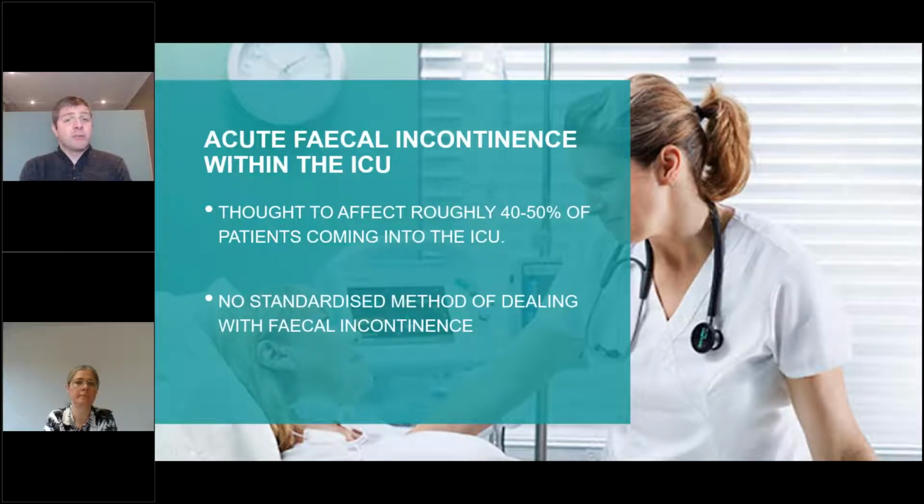Acute fecal incontinence with diarrhea is an unfortunate circumstance in the intensive care unit. It's thought to affect roughly 40 to 50% of patients coming into the ICU and presents a difficult problem for the ICU nursing team to manage on top of the potential complications that can arise from it. There is currently no standardised method of dealing with fecal incontinence, and every patient coming into the ICU presents different circumstances, which requires a variety of products and methods to deal with specific problems. Next slide, please.